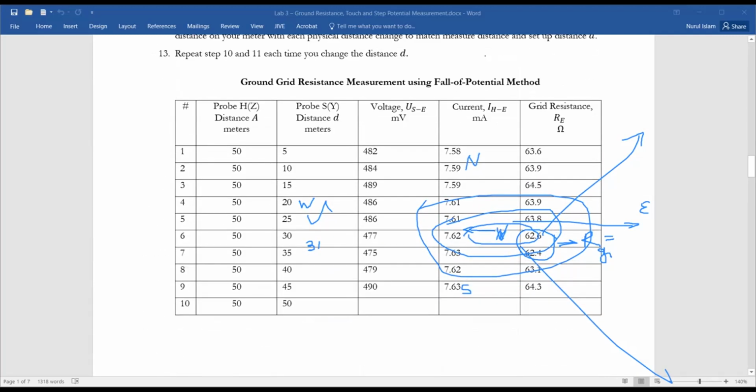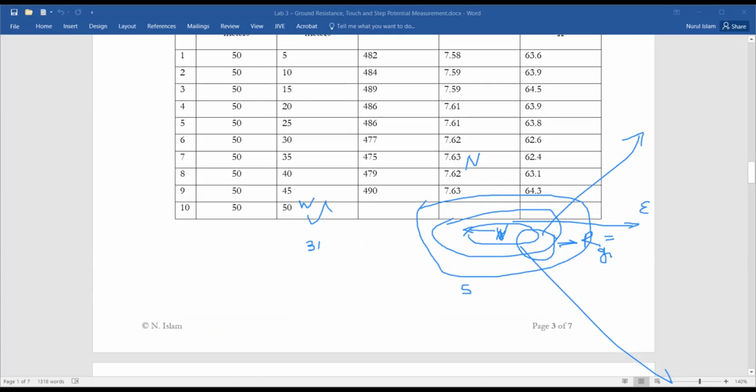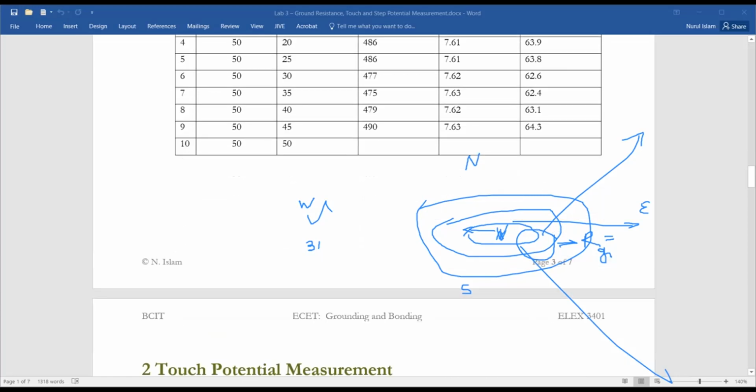Using this data, you will prepare your final report, and make sure the thing I just explained here from this column, which number is your ground resistance, you have to figure it out. Okay. All right, so this is the first part of this lab, and the second part is touch potential.